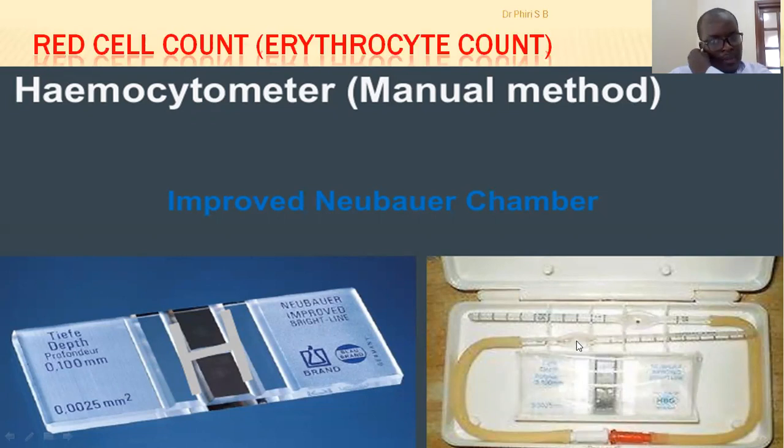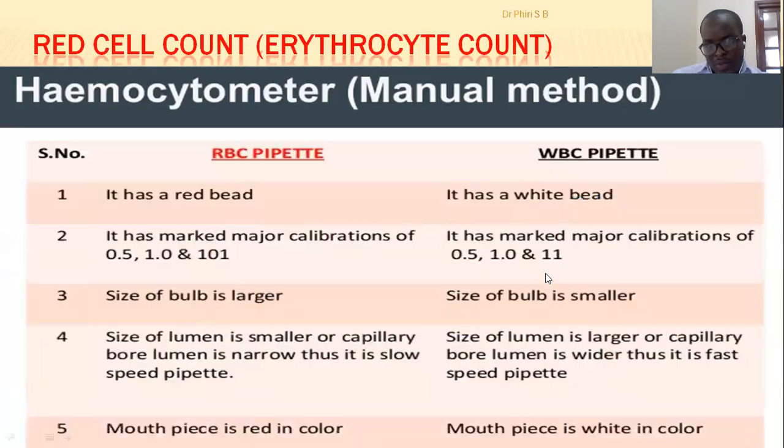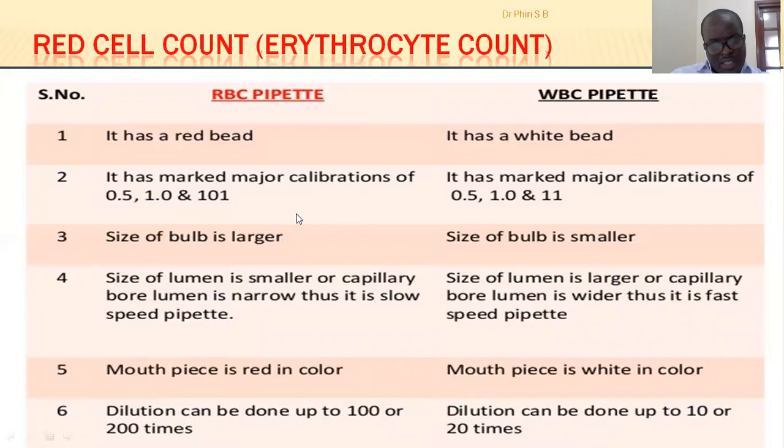It's also white. Then the calibrations. The calibrations are also different. That of red blood cell, you have 3 marks that you can appreciate. You have 0.5 mark, 1 mark, and 101 mark, which is different from the white blood cell. If you don't understand this, I'll still summarize this in a table so that you appreciate more. So I'm just differentiating the red blood cell pipette from white blood cell pipette.